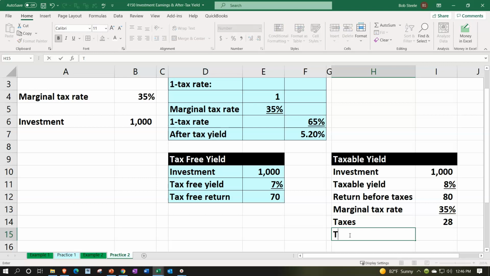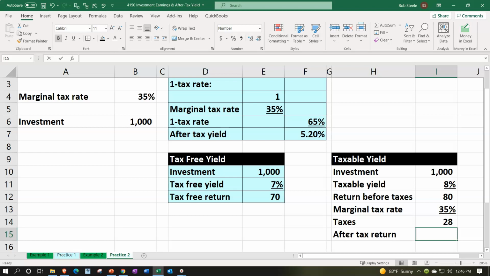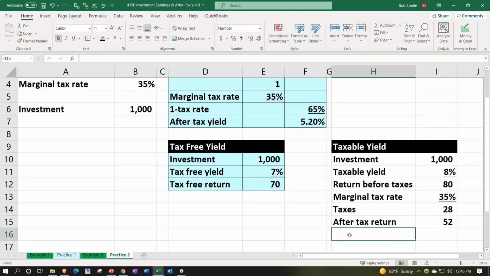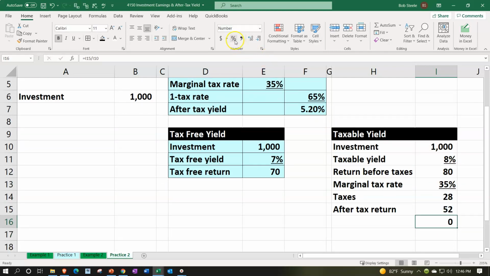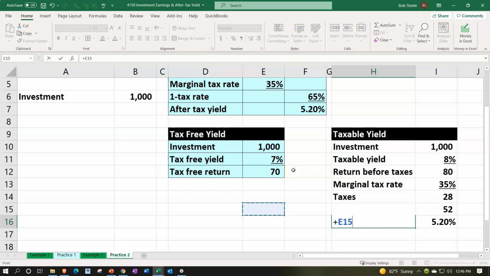so that we then have the after-tax return is going to then be equal to the $80 minus the amount that we paid in taxes, or the $52. And so there we have it. And obviously, if I take then that 52, this 52 divided by the original investment, and make that number percentify groups, there's our 5.2%, and that would be our after-tax yield.